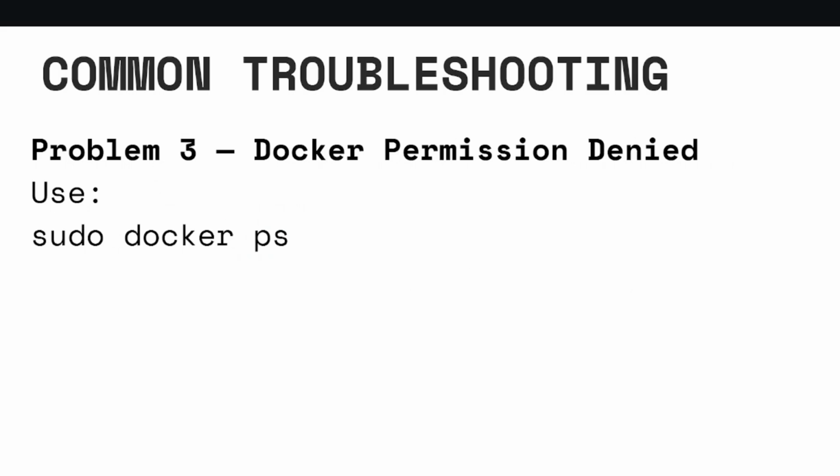Then problem number three is when you are having a Docker permission denied issue, like how you saw in some of my demonstrations, because I'm on an EC2 instance and I'm running Docker commands. The instance was not allowing me to do that. So to solve that, I need to use sudo and then add my command to be able to bypass that issue. Now let's summarize what we've learned today.